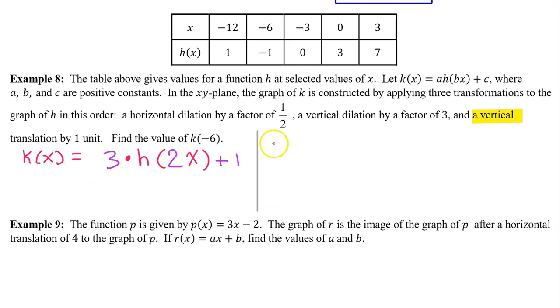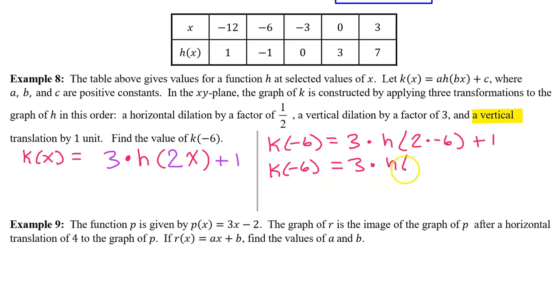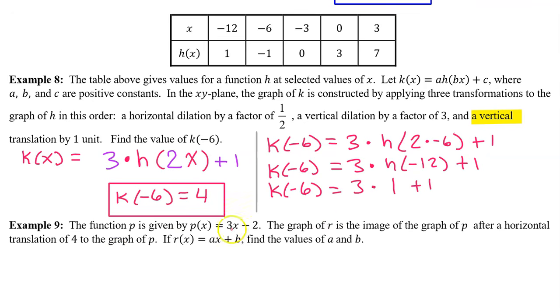Now that we have an expression for k of x, we can find k at negative 6 by plugging in negative 6 for x right here. So this will be 3 times h at 2 times x. So that's 2 times negative 6 plus 1. Simplifying a little bit, k at negative 6 will equal 3 times h at 2 times negative 6 is negative 12, and plus 1. So k at negative 6 will equal 3 times, what is h at negative 12? Here's negative 12. Here's h at negative 12. So that's 3 times 1 plus 1. So k at negative 6 is equal to 4.